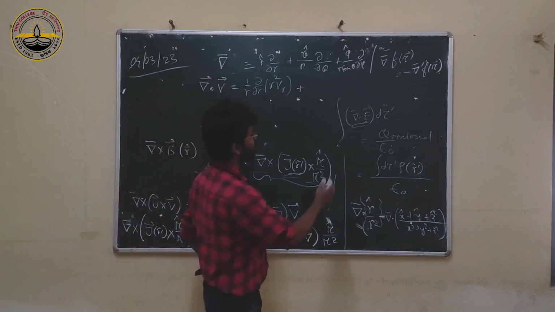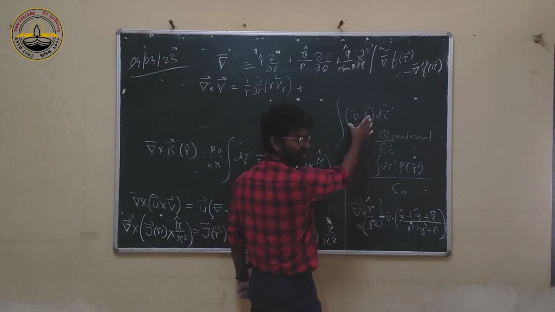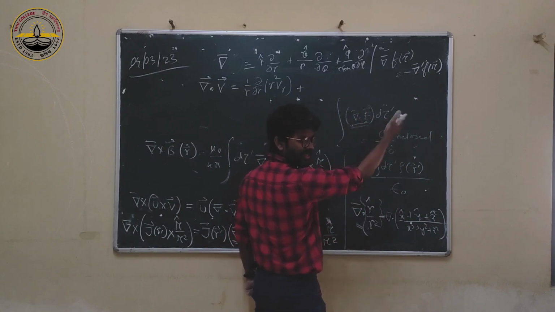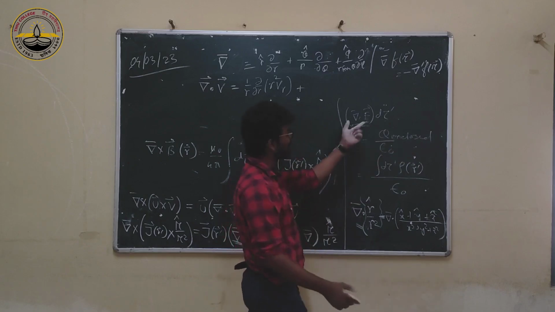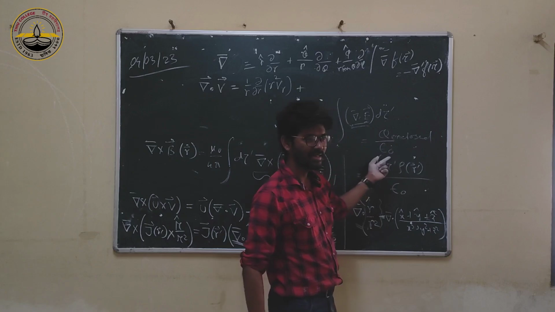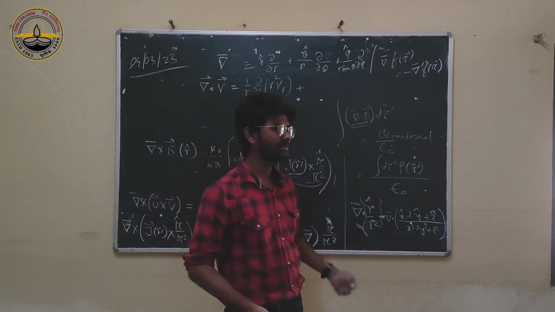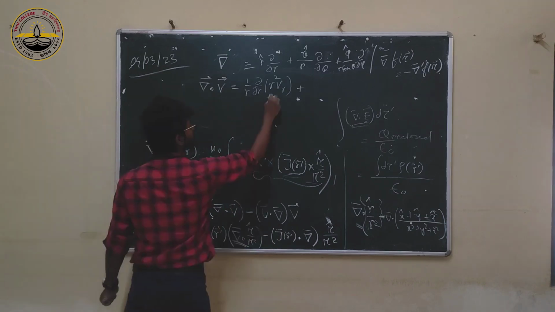But if really the divergence of this is 0, then you integrate a 0, and that should be 0. But we know that's not 0. That's Q enclosed by epsilon naught. So what is going on? Is Gauss's law wrong? What did we do wrong?